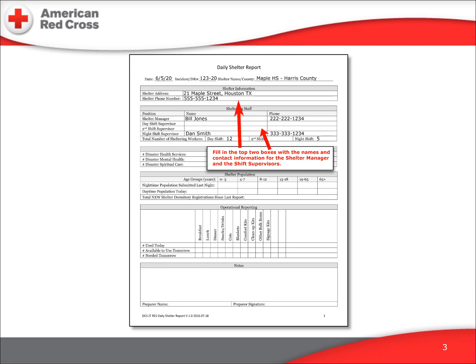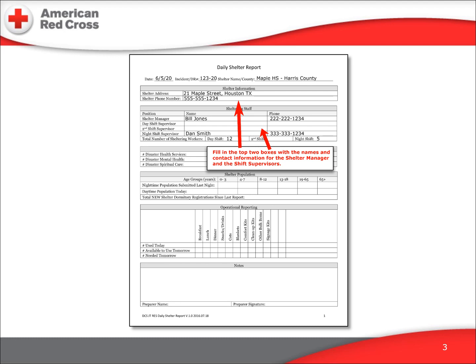This is the daily shelter report form. The top line is standard stuff, the date of the report, the disaster operation number, and the shelter name. Notice that the county is requested here. That's an important piece of information for the planners.